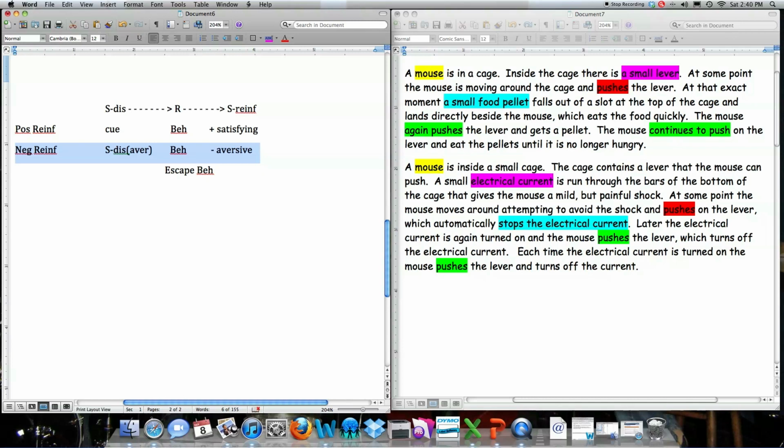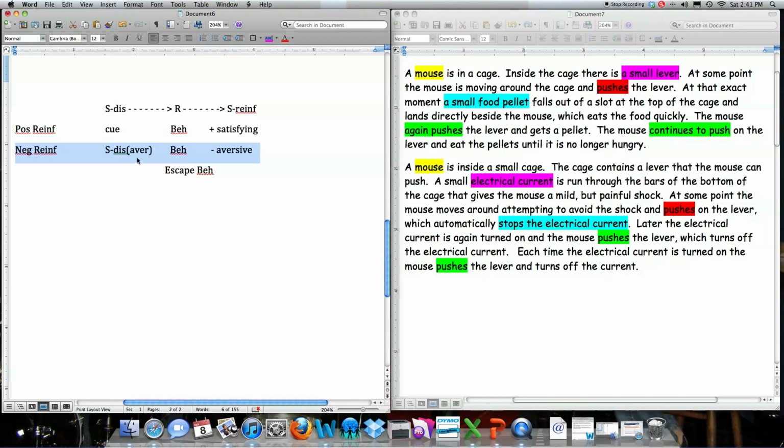It's usually referred to as escape behavior, because this behavior is attempting to get away from whatever this is. And the reward or the reinforcement is the removal or stopping of whatever this aversive stimulus is. So let's say you have a headache. Oh, my head hurts. I take an aspirin. The pain is gone. Okay? That's the way this works.